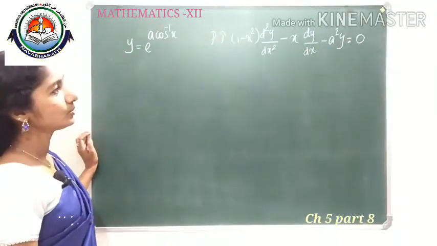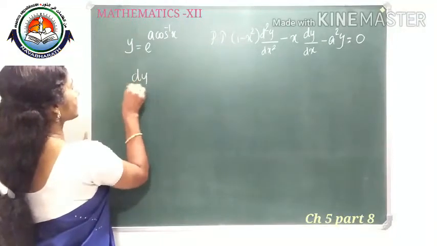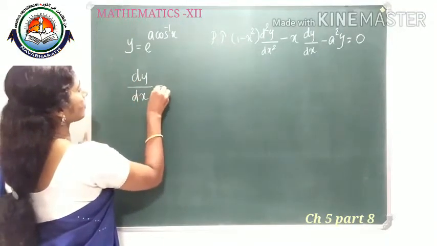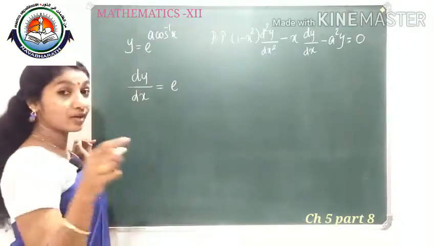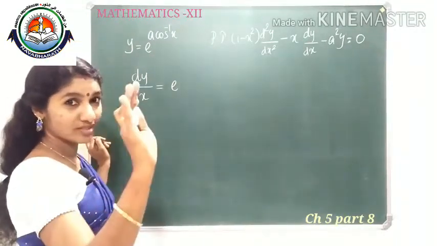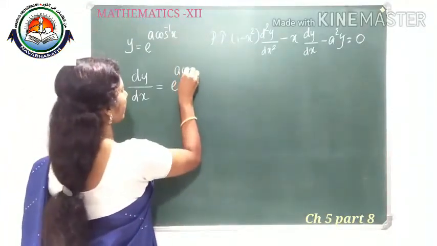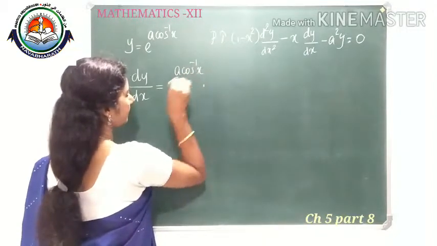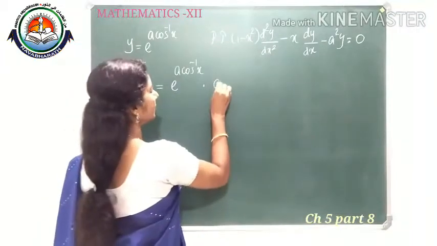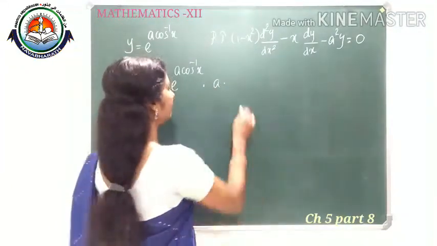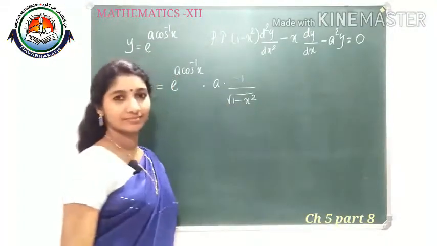So we can do differentiation to get dy by dx equal to e raised to x, e raised to a cos inverse of x. So you need to see the e raised to x form. E raised to x derivative is e raised to x. So e raised to a cos inverse of x into a cos inverse of x derivative. A into cos inverse of x derivative, minus 1 by root of 1 minus x square.